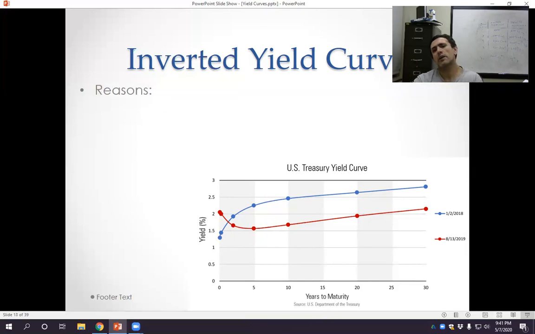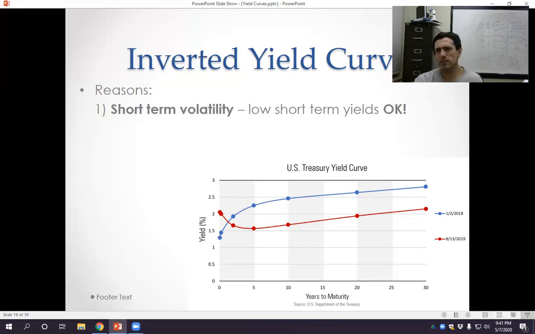So what's going on, and why is an inverted yield curve indicative of bad times to come? Well, for reasons I mentioned before, people are still okay with low short-term yields. Maybe they're not okay with super low short-term yields, but as long as the short-term yields are not too low, people are okay. All right?